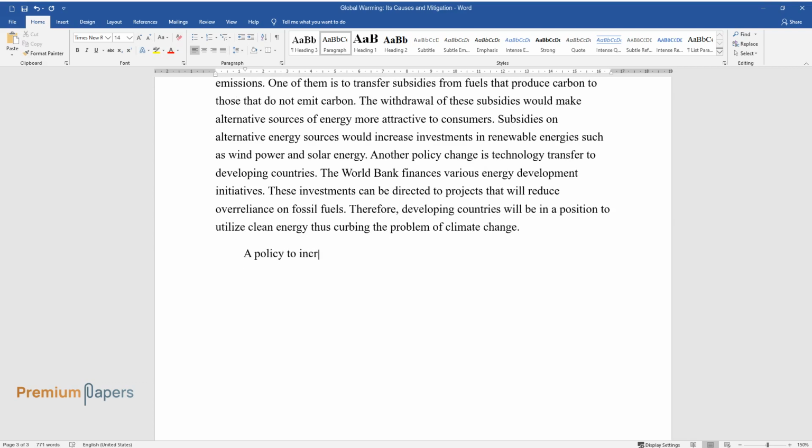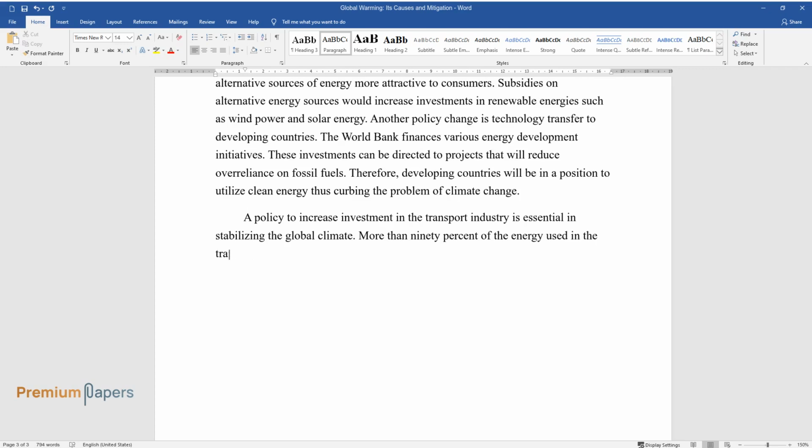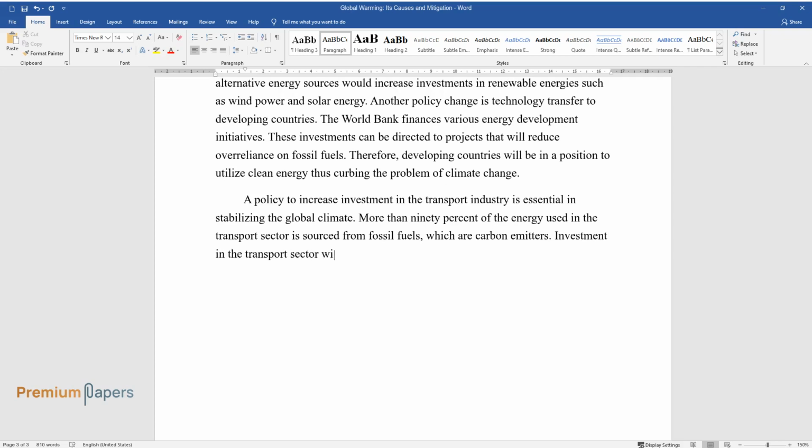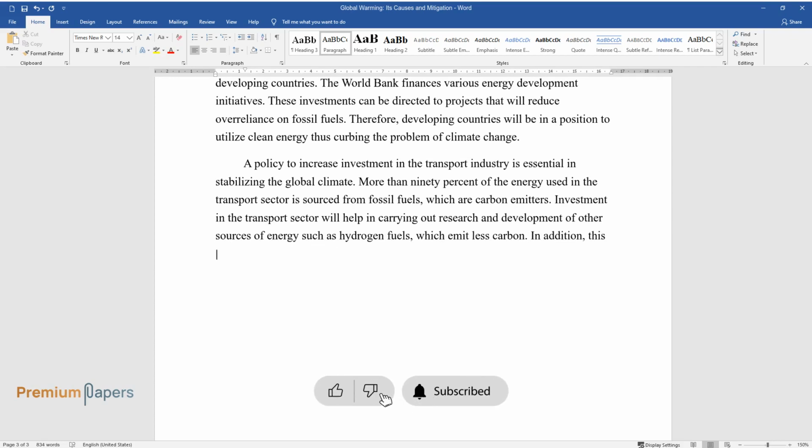A policy to increase investment in the transport industry is essential in stabilizing the global climate. More than 90% of the energy used in the transport sector is sourced from fossil fuels, which are carbon emitters. Investment in the transport sector will help in carrying out research and development of other sources of energy such as hydrogen fuels, which emit less carbon. In addition, this technology will eliminate the cost of policies such as carbon taxing if fully implemented.